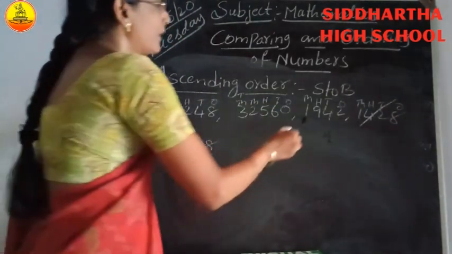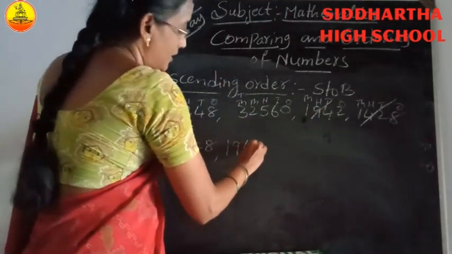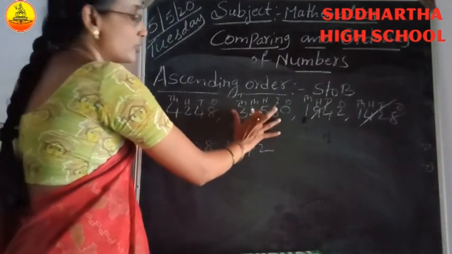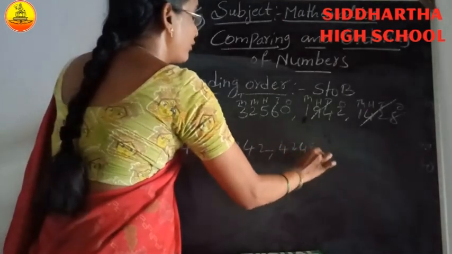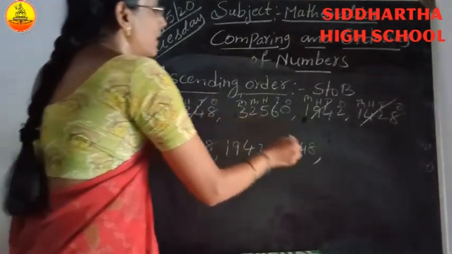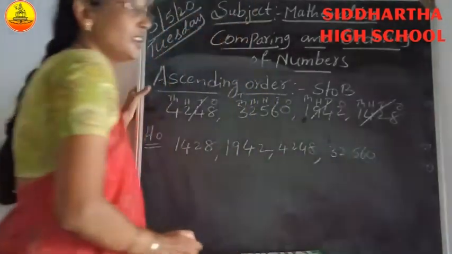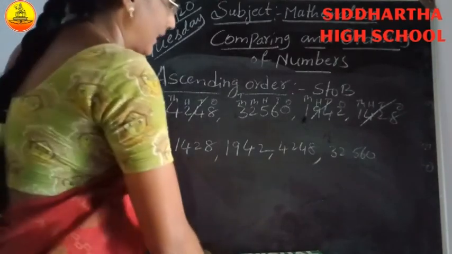1,428. Now this is the small, 1,942. Next one, this is a 5-digit number so I can leave it, 4-digit number 4,248. Next one, 32,560. Will you arrange in this way, children? Otherwise, how to arrange? I will say another method also.